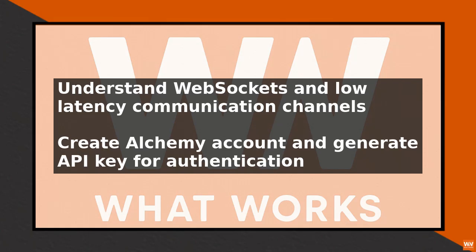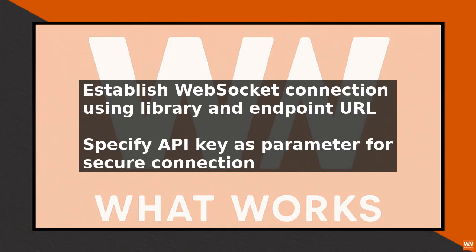First, you need to create an Alchemy account and generate an API key. This key will be used to authenticate your WebSocket connections. Once you have your API key, you can connect to the Alchemy WebSocket endpoint. The endpoint URL typically follows the format WSS api.alchemy.io/ws/mainnet.